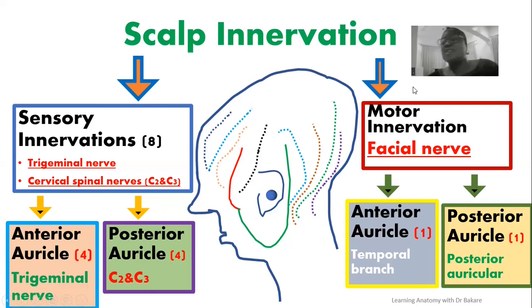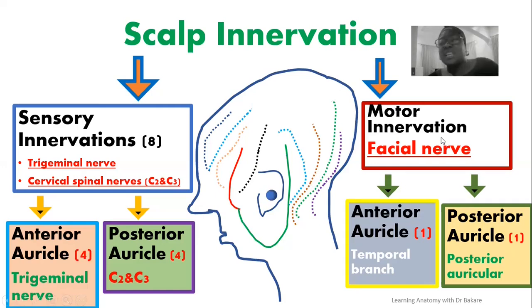So this is like a summary slide of the innervations of the scalp. We said that the innervations of the scalp is broadly divided into the sensory innervation and the motor innervation. And of course, using the auricle as a landmark on one side, we said that this kind of presentation is also seen on the other side. For the sensory innervation, we have branches from the trigeminal nerve supplying the anterior region and branches from the cervical spinal nerve supplying the posterior region.